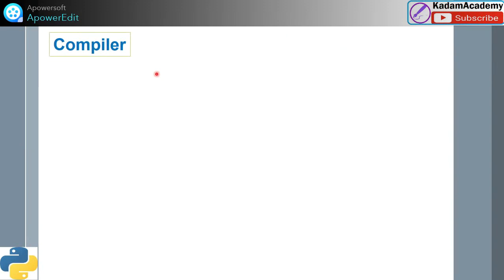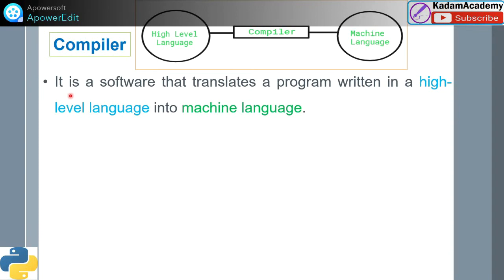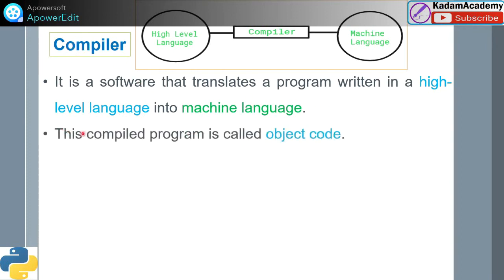Okay, this is what actually happens in the computer. Here is the compiler. What is that compiler? It connects the high level language with the machine language. It is software that translates the program written in a high level language into machine language. The compiler is useful for this. This compiled program is called object code.